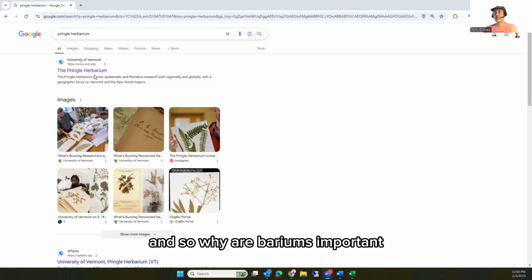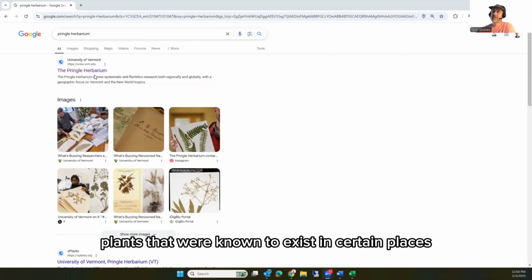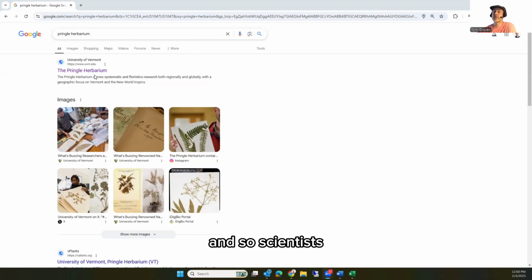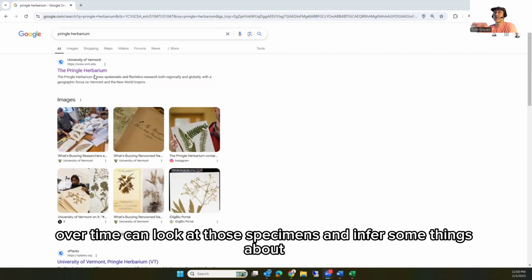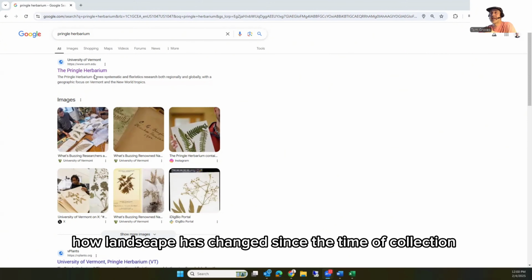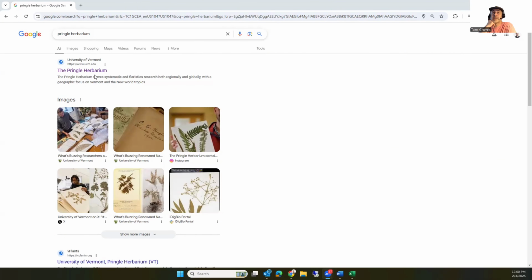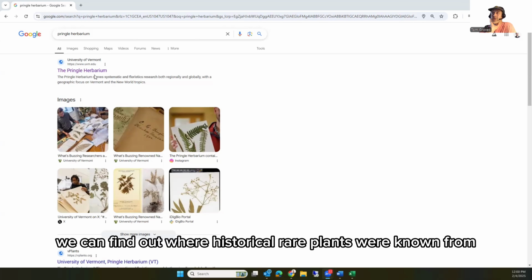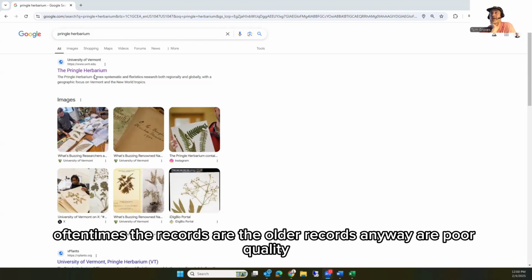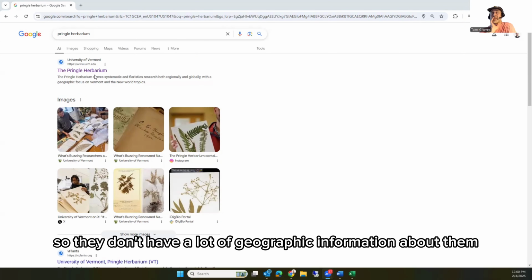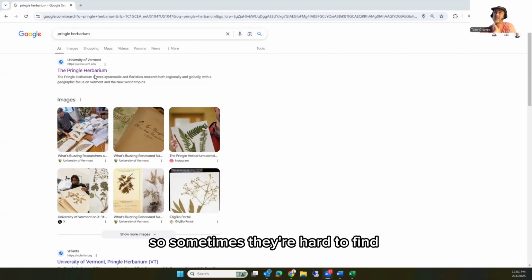And so why are herbariums important? It gives us a historical record of plants that were known to exist in certain places. Scientists over time can look at those specimens and infer some things about how the landscape has changed since the time of collection. Also, for rare plants, we can find out where historical rare plants were known from. Oftentimes the older records are poor quality, so they don't have a lot of geographic information about them. So sometimes they're hard to find.